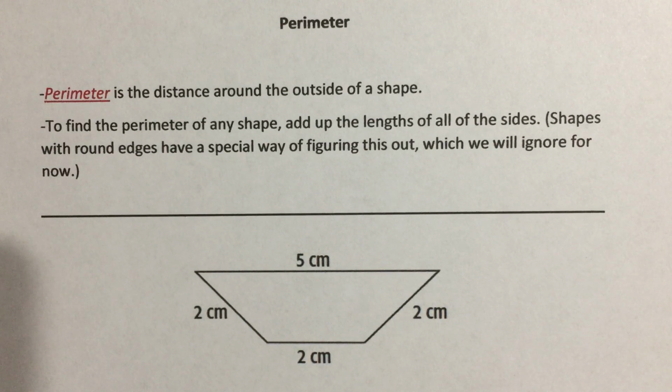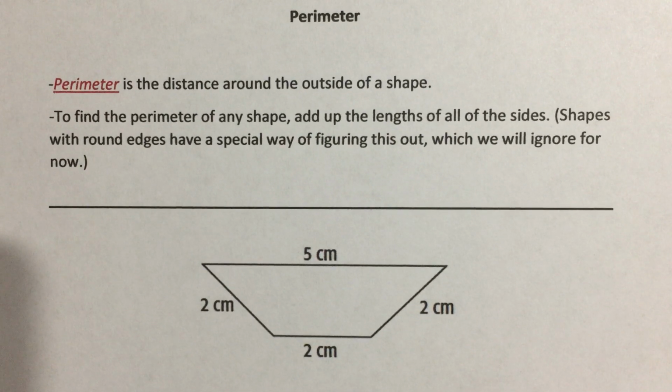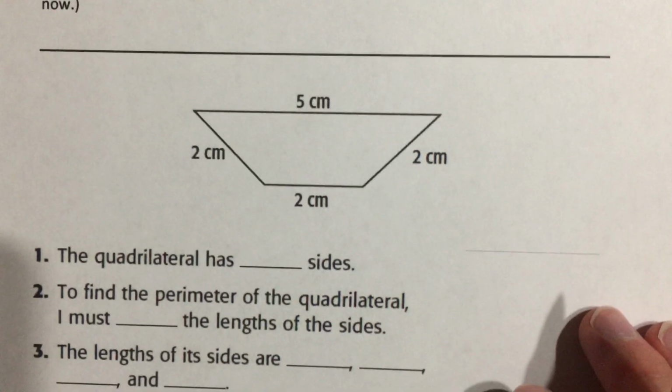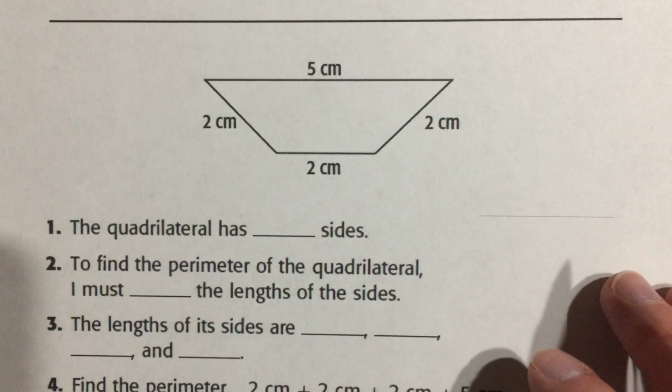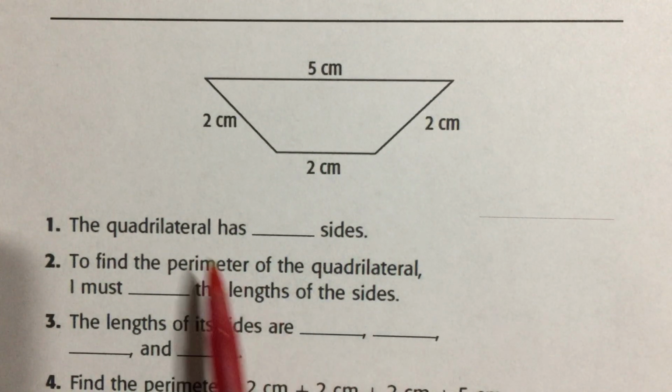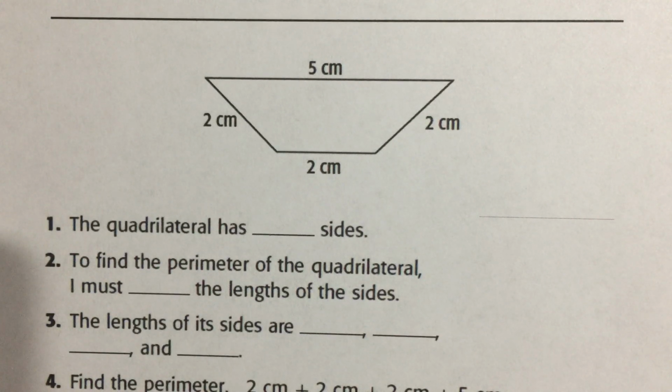Let's work through some problems. This is going to be a relatively short video because perimeter is not a tough thing. It sounds scary, but it's really not that tough. You see that we have a shape right here. This is a polygon, and yes, it is in fact, haha, there's that big word again, quadrilateral. We talked about that last video.